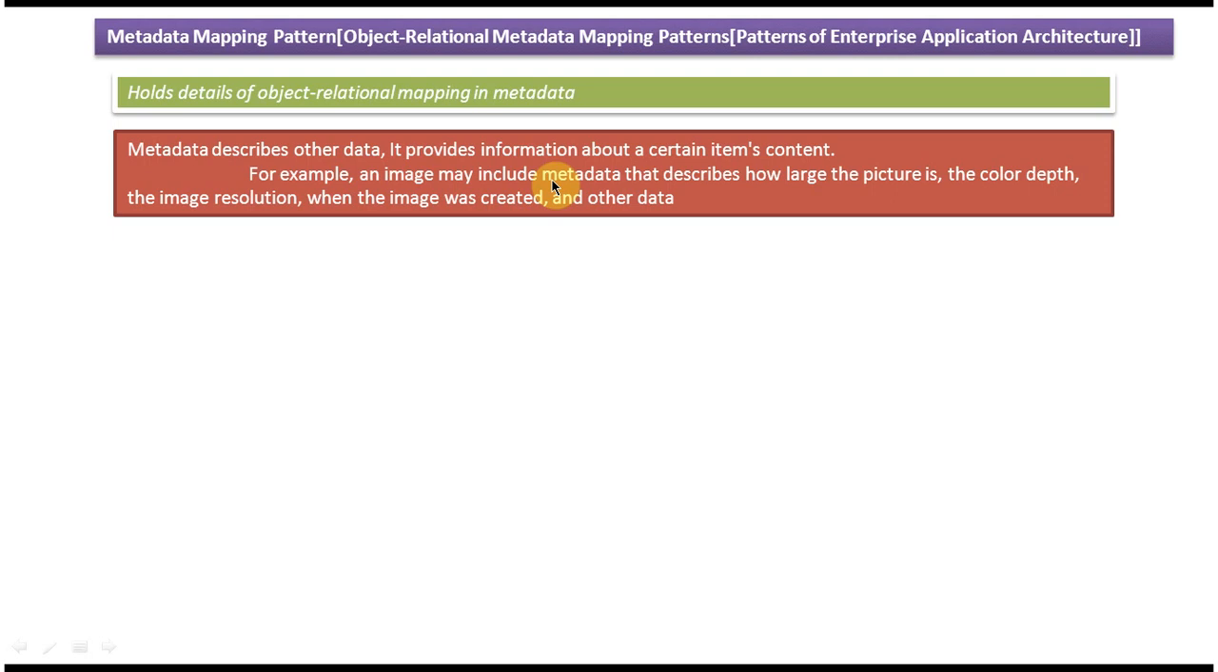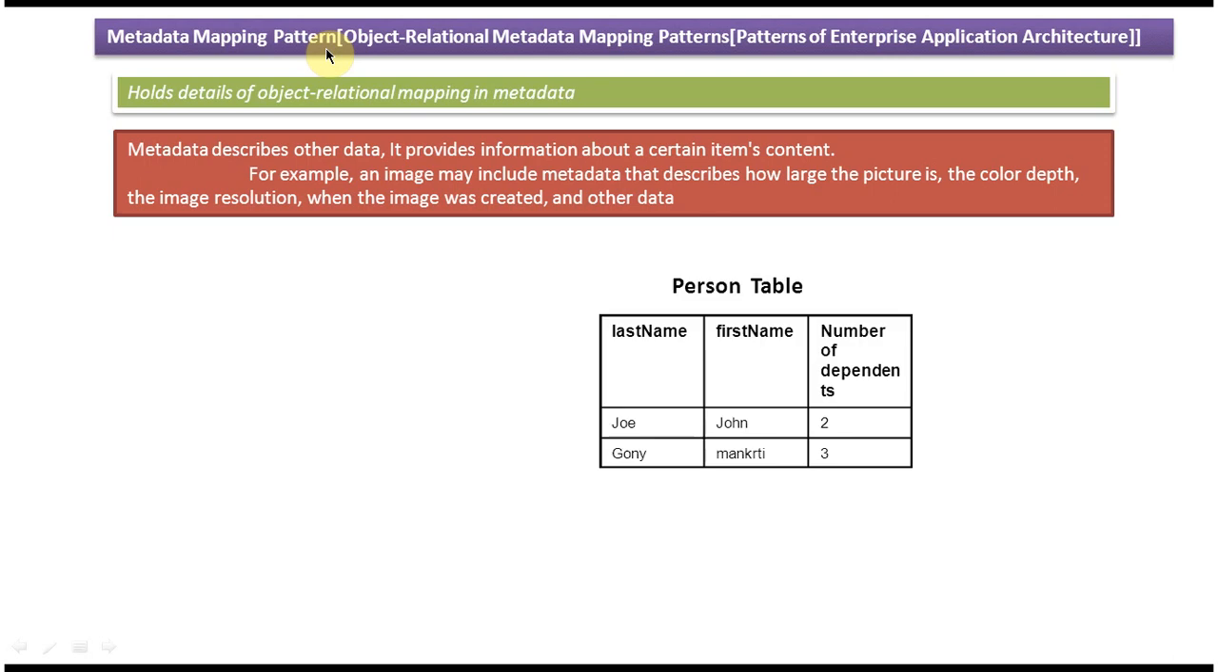So metadata is nothing but it describes other data, it provides information about a certain item. Okay, so we will see one example so that you will understand this metadata mapping design pattern. To explain this design pattern, I have taken a person table, and this person table has three columns. One is last name, another one is first name, and another one is number of dependents column. So total three columns are there. And this table has two rows. The first row represents Joe's information, and the second row represents Goni's information.